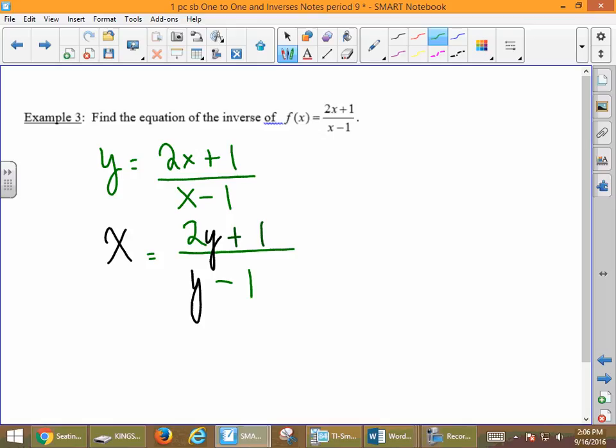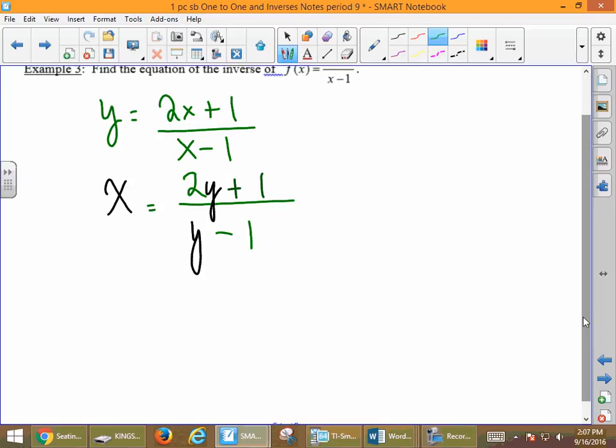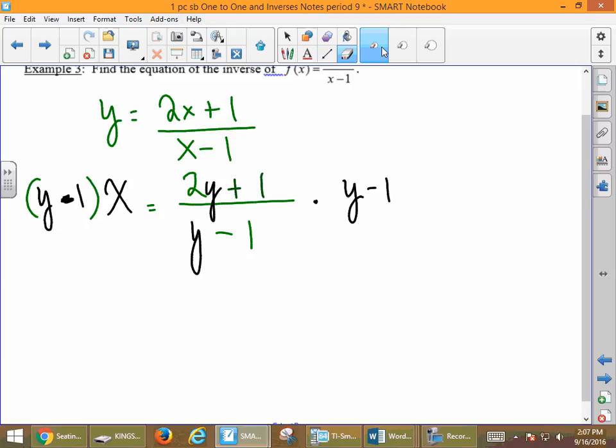So now we've got this fraction. We need to get rid of the fraction. So what are we going to do? We're going to multiply both sides of the equation by y minus 1. Multiply the right side of the equation by y minus 1. Multiply the left side by y minus 1. The entire side is going to be multiplied. When we multiply both sides by y minus 1, the y minus 1's cancel out.